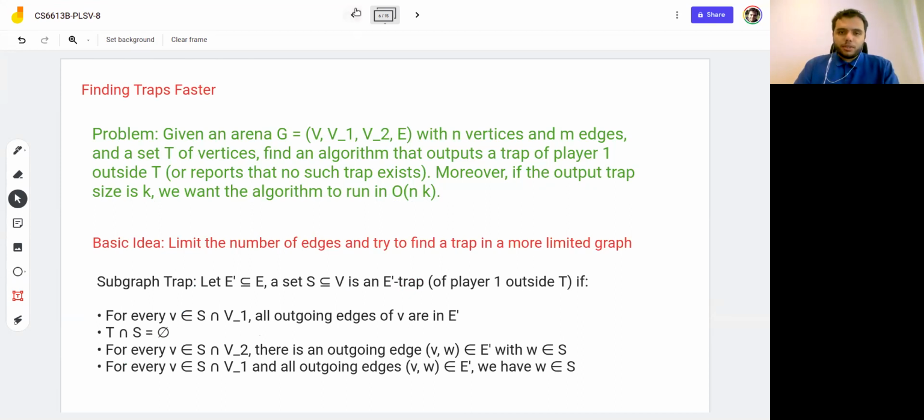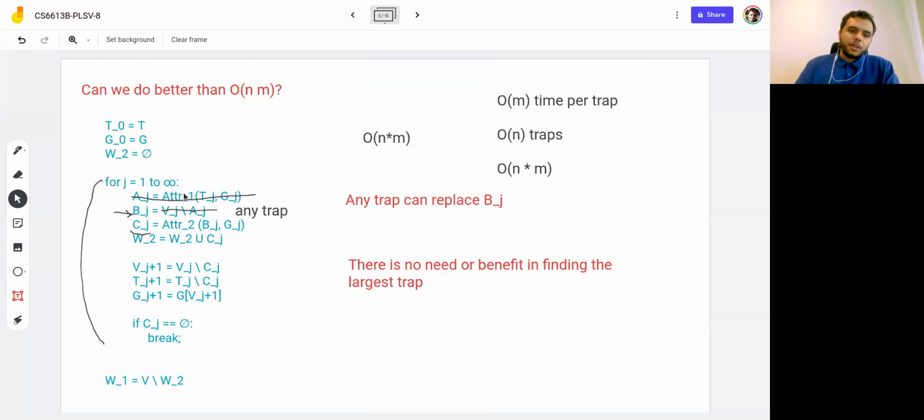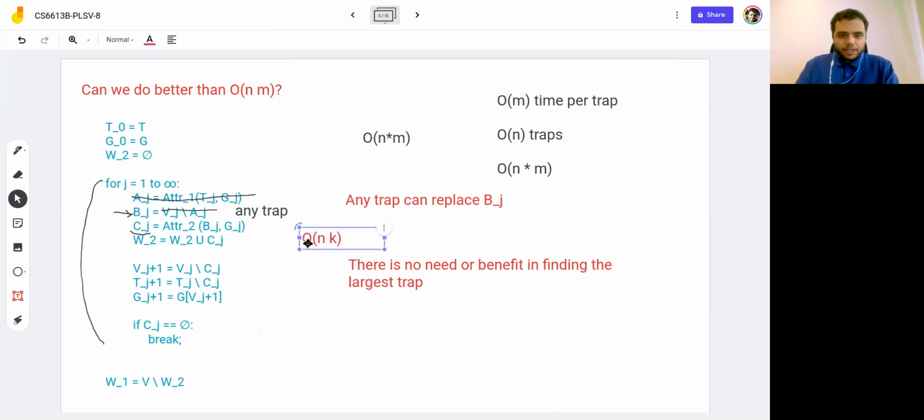Right? So let's go back here and see what I'm talking about. So if I can find this trap and basically do this part of the algorithm in order nk, and if the size of the trap is at least k, then I'm basically paying order n time per vertex that I'm adding to the set W2, which was the winning set of player 2. And because I know that I can add at most n different vertices to W2, then I know that my whole running time is order n squared.